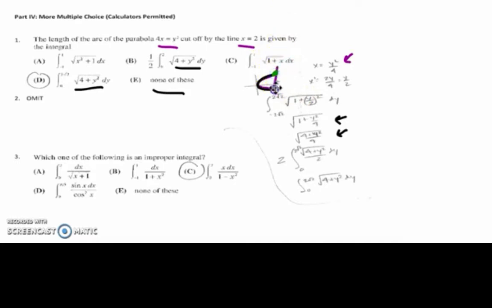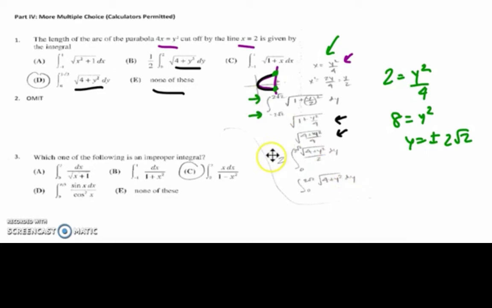So x equals 2, I can actually set my equation right here, x equals y squared over 4, plug in 2 for x, and I end up with y squared equals 8. So y is plus or minus 2 square root of 2. That's what I've put in here for my limits of integration.